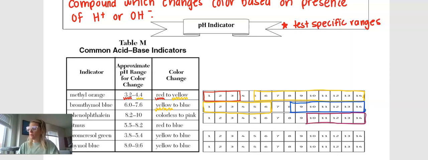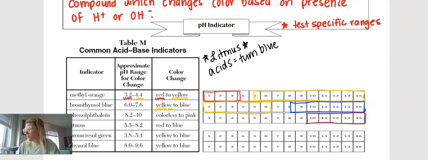and I'm going to put that maybe up here, and we'll make note that for litmus, remember we said that acids are going to turn blue litmus paper red, and bases are going to turn red litmus blue.